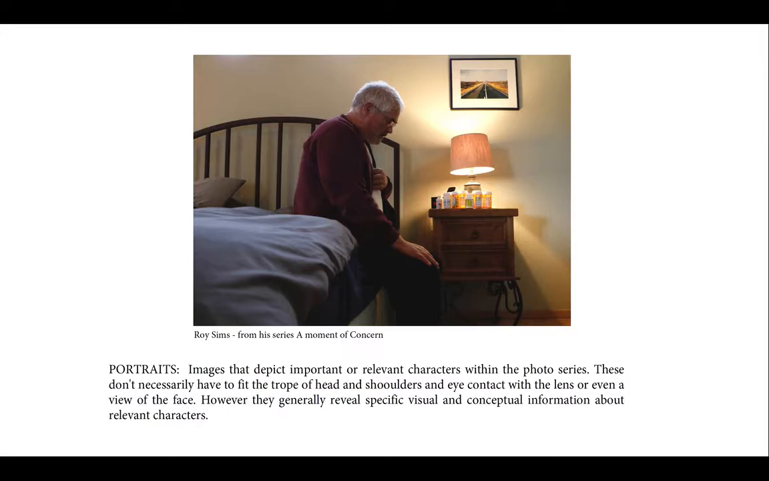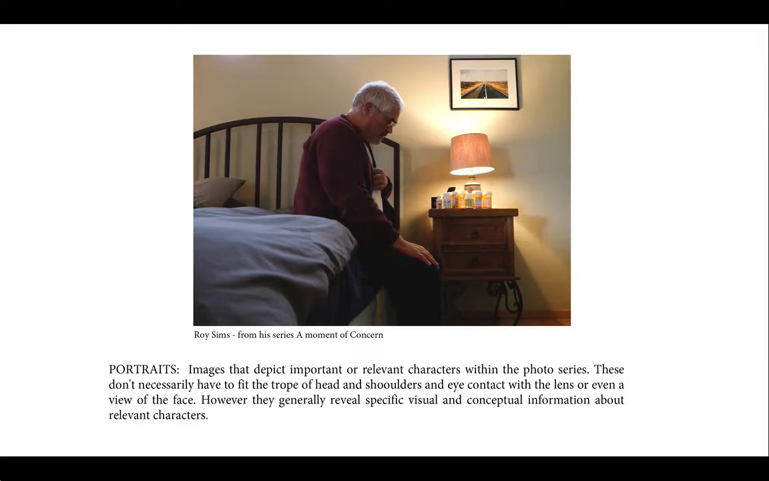Portraits are a topic in photography that are definitely their own genre, and when we think of portraiture as a genre, it's very different from portraiture in documentary sometimes. Portraiture is often staged, controlled, very intentional, and a lot of times portraiture in documentary is not that. It's just simply images that depict important or relevant characters within your story or your series, or that are relevant to your topic that you're photographing.